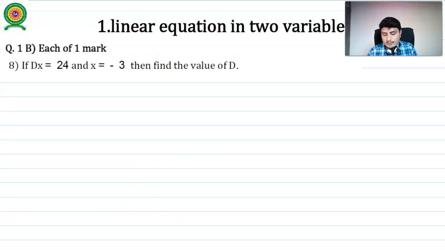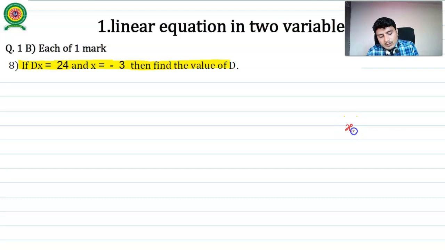Look at question number 8. It is of the form: if Dx equals 24 and x equals minus 3, then find the value of D. Since we have Dx and Dy values, it means that to find the values of x and y we have to use Cramer's rule.